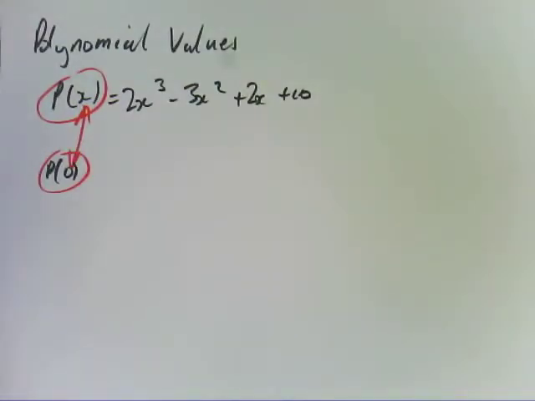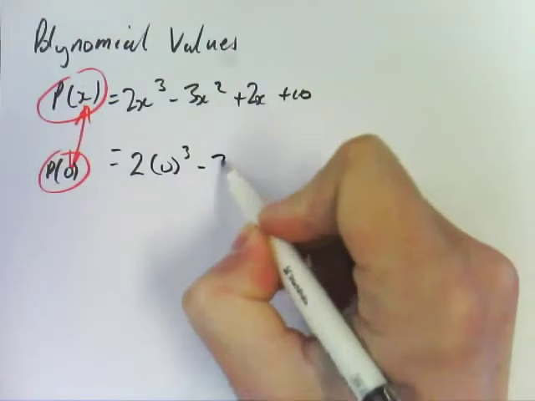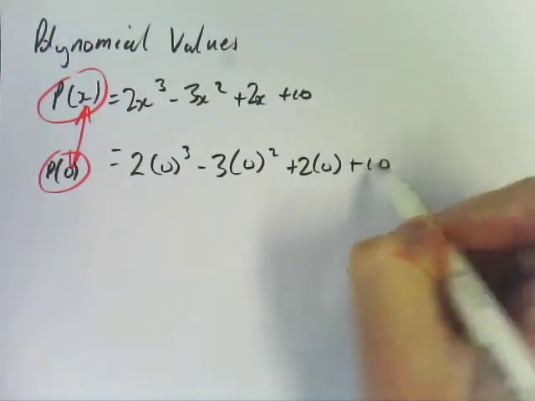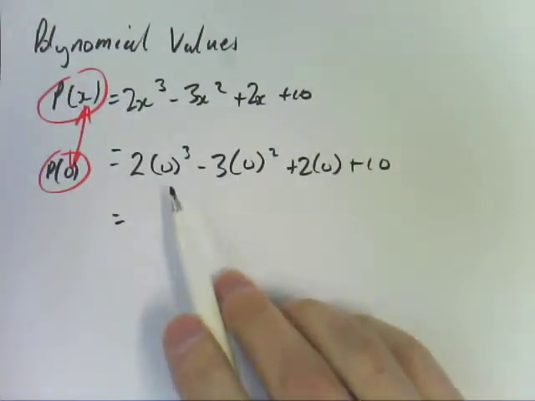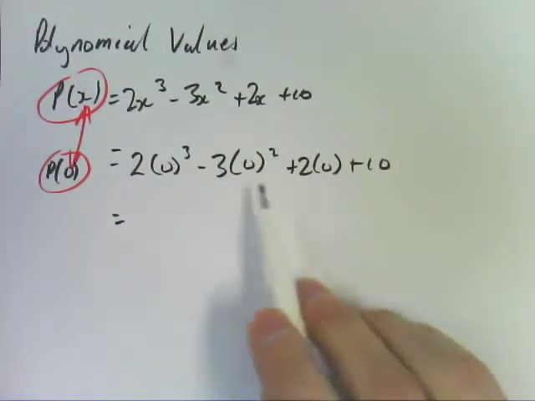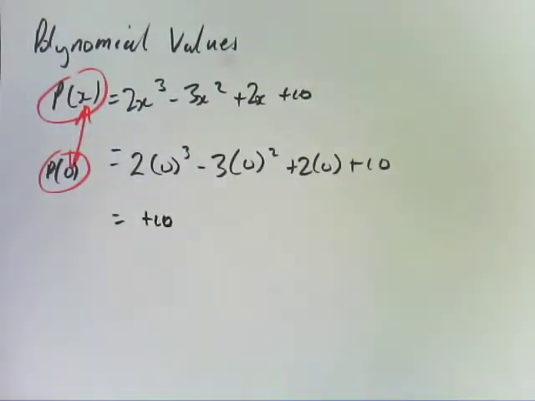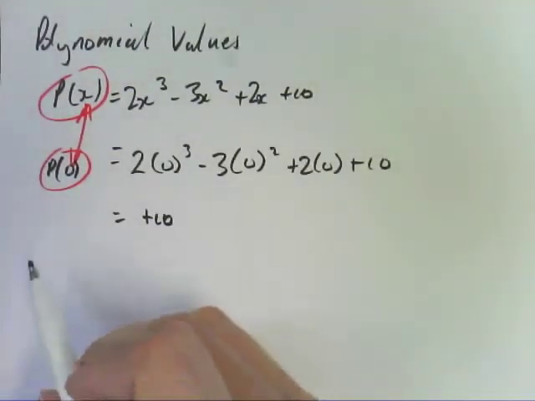When we come to calculating that, p of 0 is 2 times 0 cubed minus 3 times 0 squared plus 2 times 0 plus 10. 0 cubed is 0, 0 squared is 0, 2 times 0 is 0, so everything is just plus 10. Okay, so that's all it is. It doesn't matter what's in that bracket.